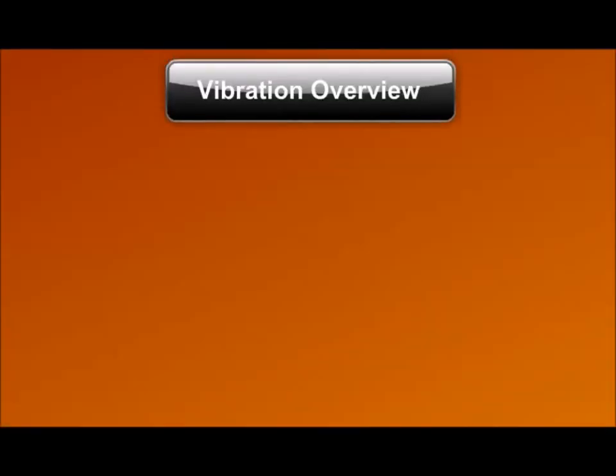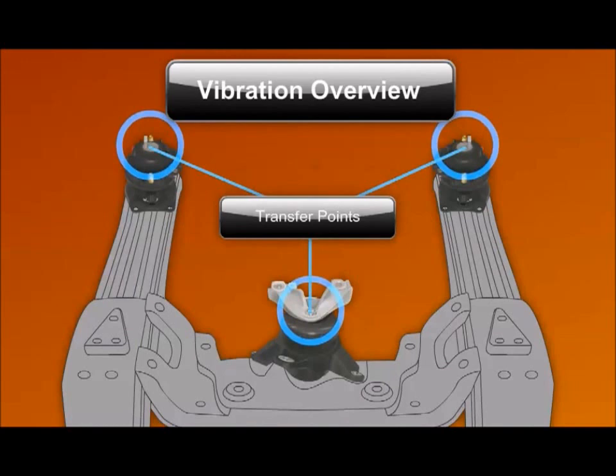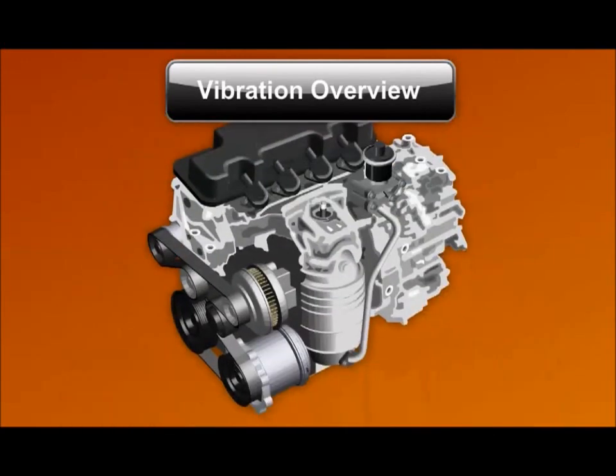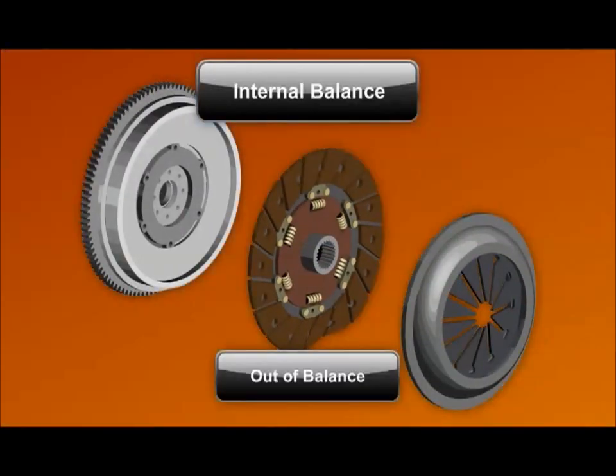We can separate vibration problems into two categories: vibration transfer and internal balance problems. Vibration transfer refers to normal engine vibrations that find a path into the driver's compartment, while internal balance problems refer to excessive engine vibration caused by broken or incorrectly timed components.